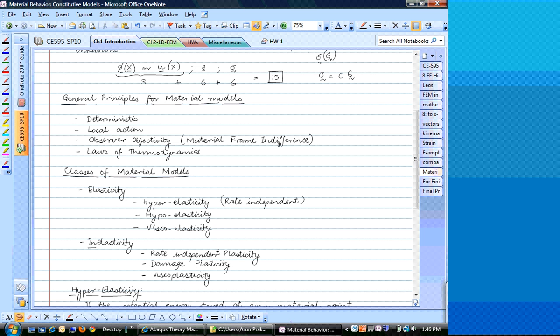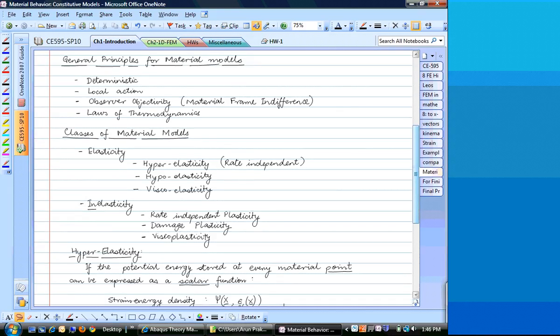All right. So the classes of materials that I'm talking about here, one is hyperelasticity. This is a rate independent material. What that means is if you load the material slowly versus if you load it very quickly, the stress after equilibrium will be the same. There is another form of elasticity called hypoelasticity, which is the rate form of the same thing.